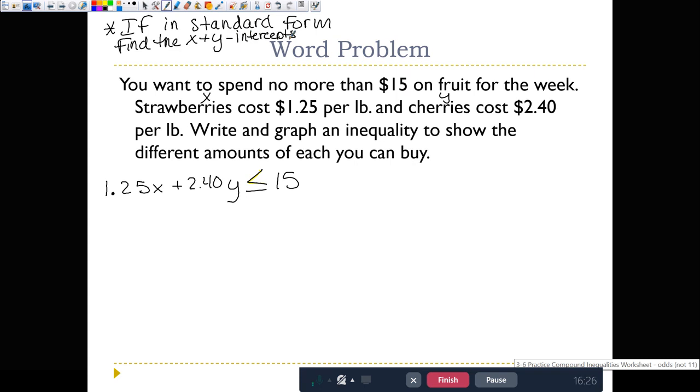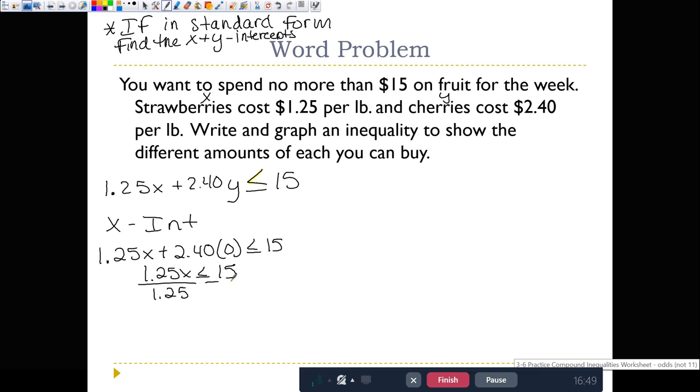So if I'm finding my x-intercept, I'm going to substitute in 0 for y. So that's going to be 1.25x plus 2.40 times 0, which is less than or equal to 15. So I'll get 1.25x is less than or equal to 15. Divide by 1.25. And what is 15 divided by 1.25? $12.